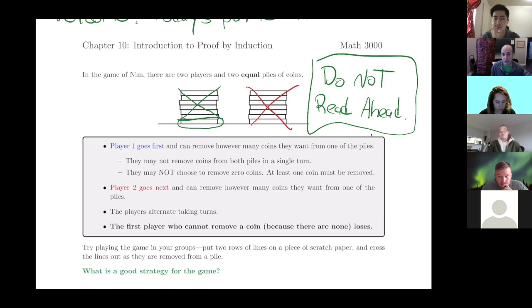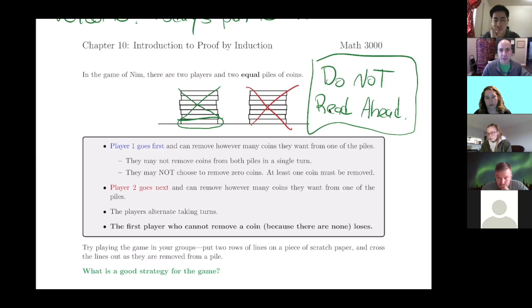So the idea is you can choose to take as many coins as you like, at least one, but you can only take coins from one pile. And then you want to think ahead: I want to make sure that the person I'm playing against isn't going to be able to take all of the remaining coins.